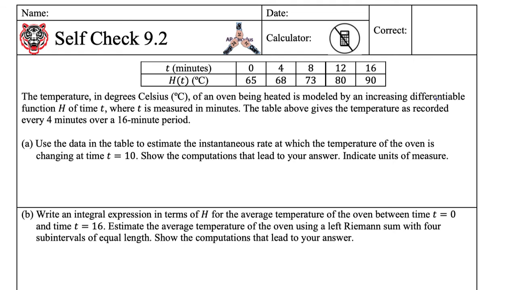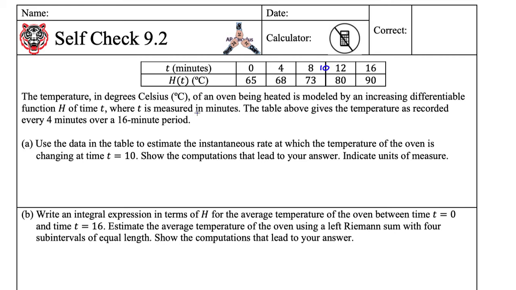All right, so on to self-check 9.2. I had to do this after everyone left. All right, so we have oven things happening here, and this is the temperature of the oven over a 16-minute period. Instantaneous rate of change at time equal to 10. So 10, I'm going to do this correctly.